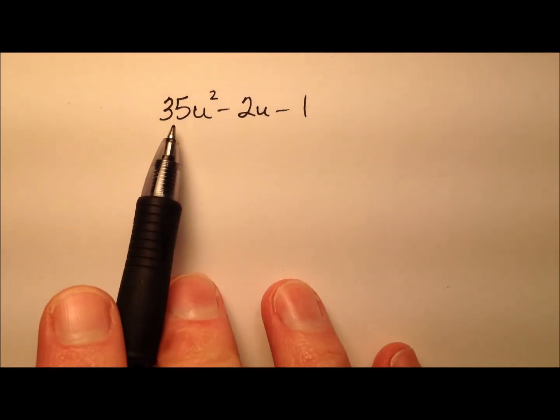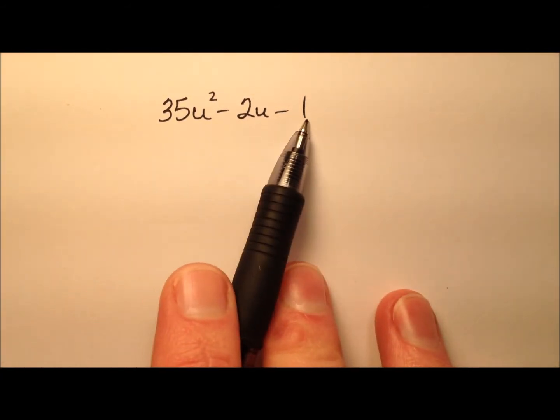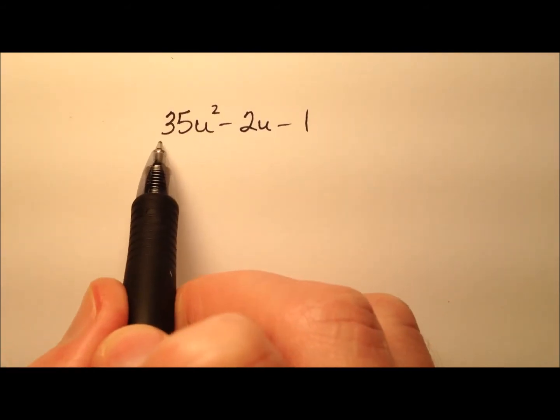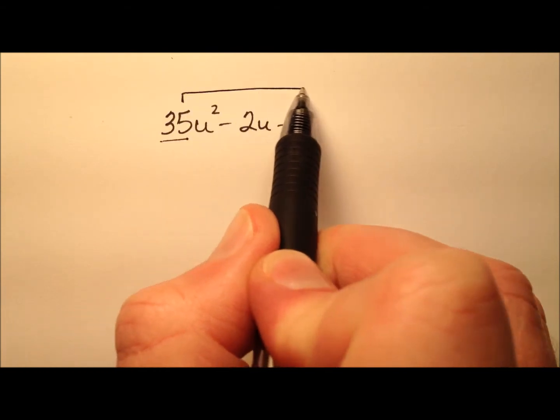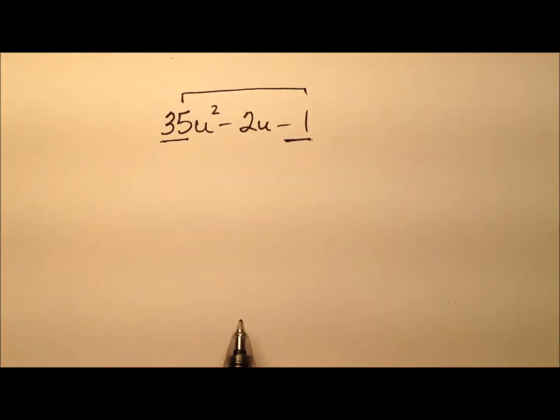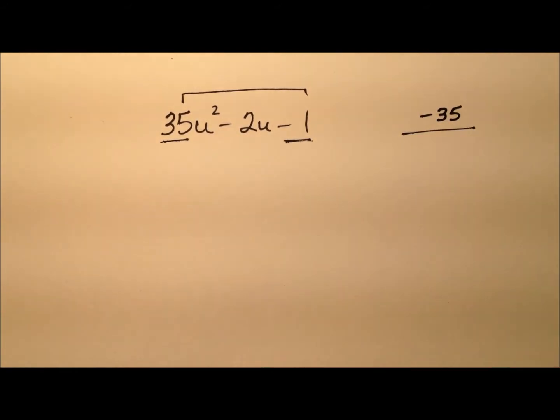In this example, we're going to factor this quadratic trinomial, and it does not look like there's a greatest common factor that I can pull out to start with. So let's just go ahead and multiply my a and my c together. The a is the leading coefficient and the c is the constant. So 35 times negative 1 is negative 35.